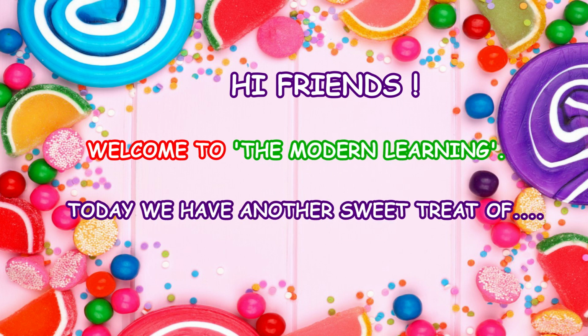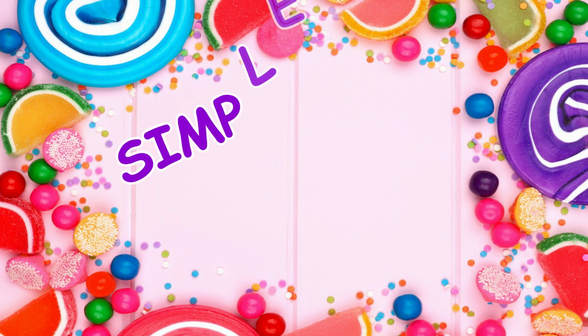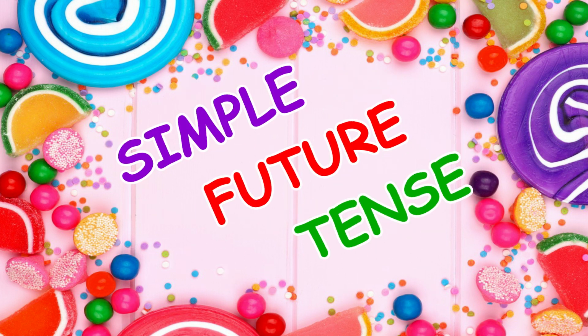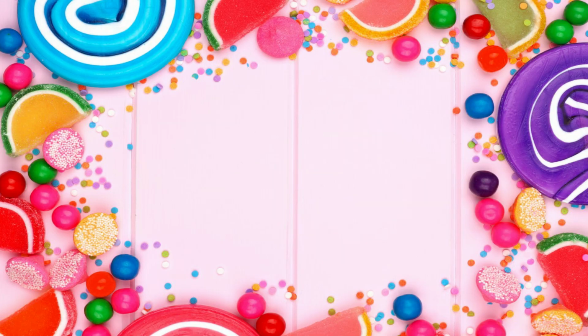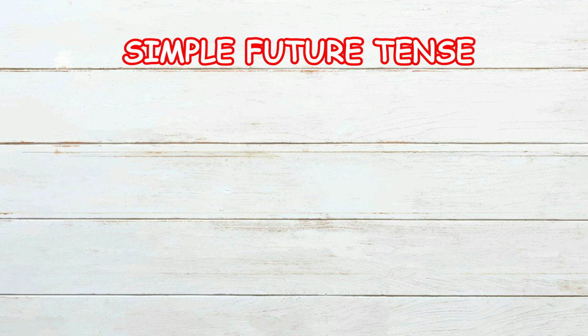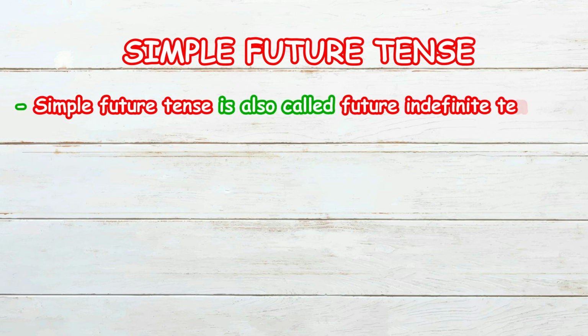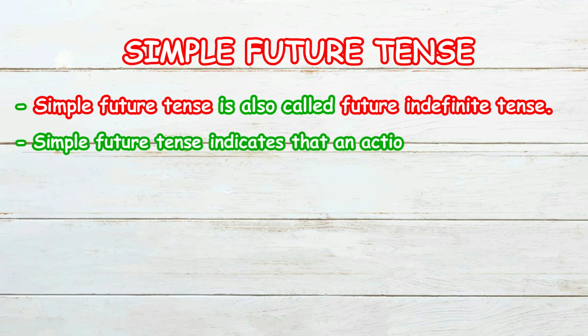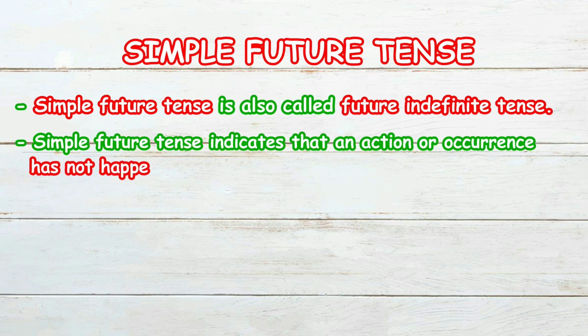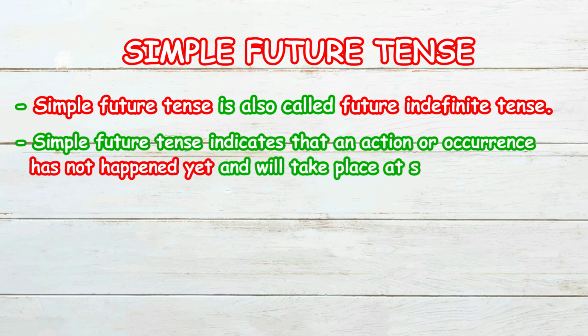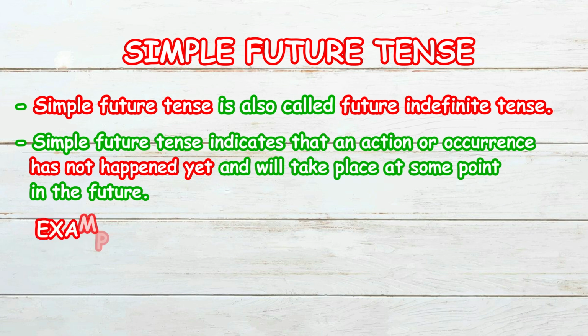Today we have another sweet treat of simple future tense. So let's get started. Let's check out what is simple future tense. Simple future tense is also called future indefinite tense. Simple future tense indicates that an action or occurrence has not happened yet and will take place at some point in the future. Check out the examples for better understanding.